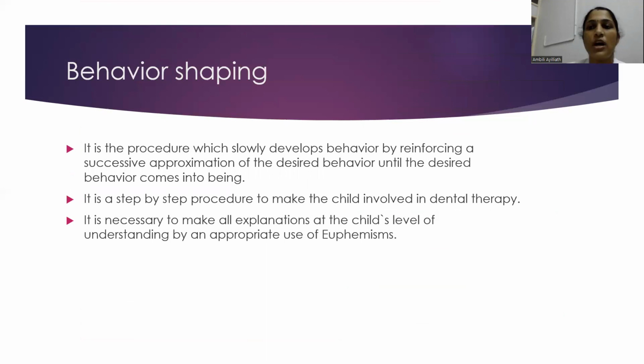Now the second option after communication is behavior shaping. We are shaping the behavior of the child until a desired behavior is attained so that we can carry out a treatment. The definition: it is a procedure which slowly develops behavior by reinforcing a successive approximation of the desired behavior until the desired behavior comes into being. So it's a step-by-step procedure to make the child involved in the treatment.